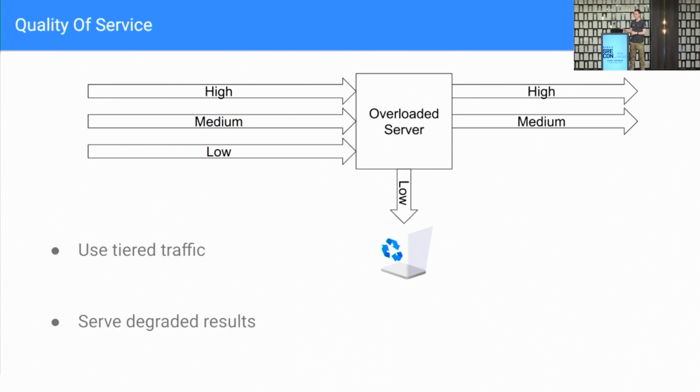An even better thing to do here is partial degradation. So if you can change how you're handling your requests to do less work, or to serve approximate values, or to turn off some of your expensive functions, then you should do that as well. And that will decrease the load you have on your whole system while you scale up.